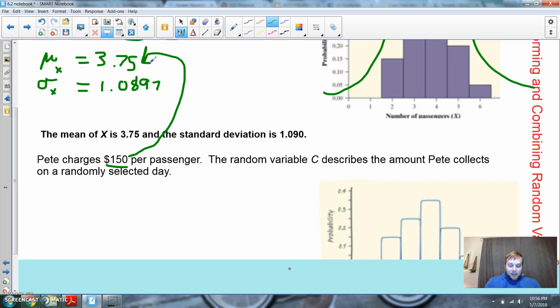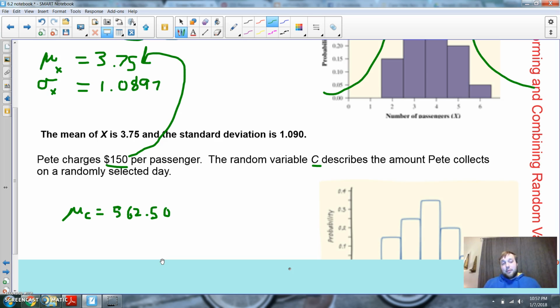3.75 times 150. So if I multiply those, the mean of the amount he collects. Now notice we're changing the mean. We're going to call it C, the mean of C, which stands for collection. I multiply 150 times 3.75, and it goes up. So $562.50. That's how much you should expect per day. Pete is raking it in.